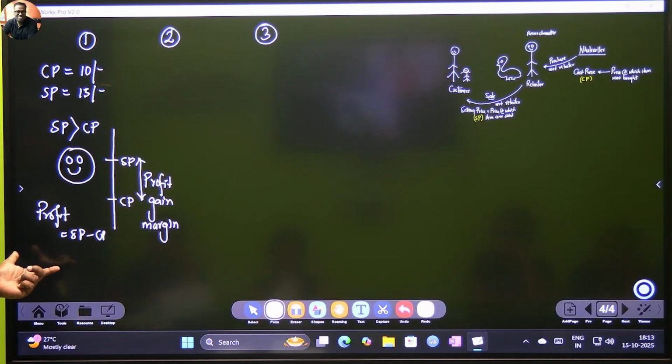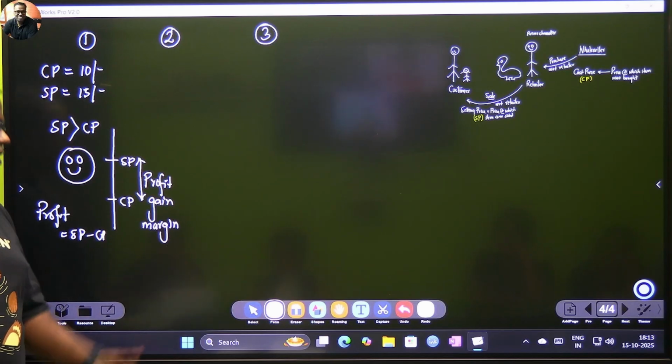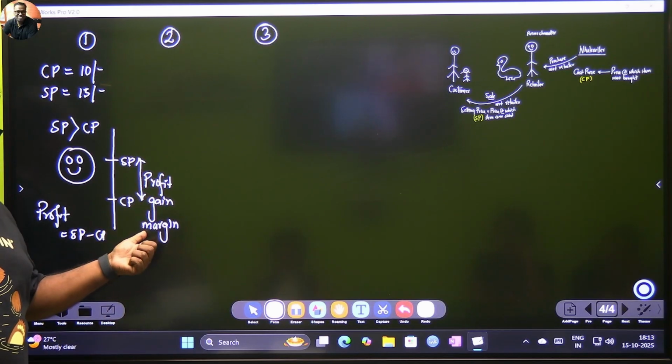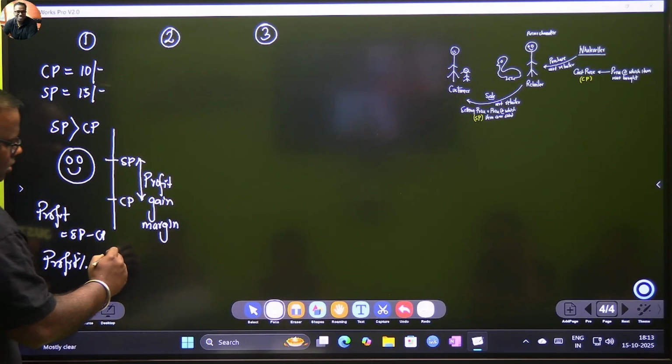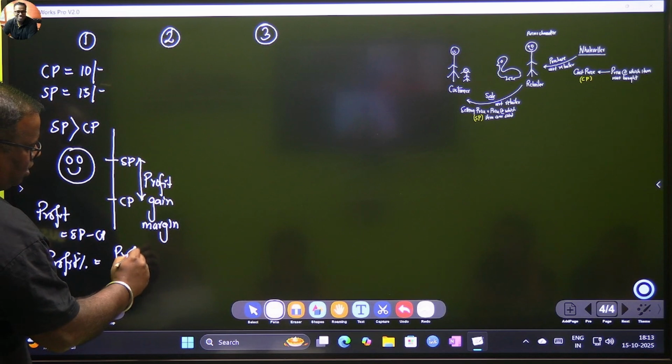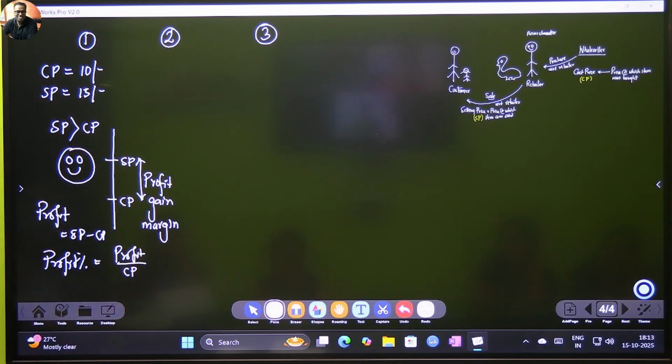It is the change. What was the formula for change percentage? Change over original value. So if somebody asks what is profit percent, then it is profit over original value. But here we'll call the original value the cost price. This is the original value into 100%.